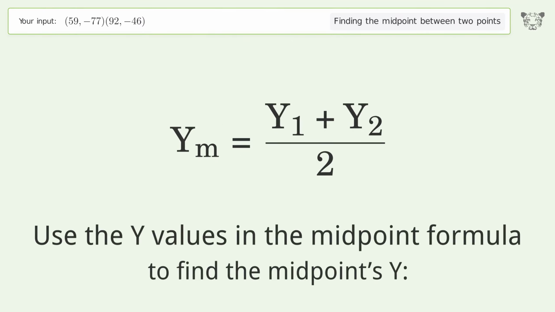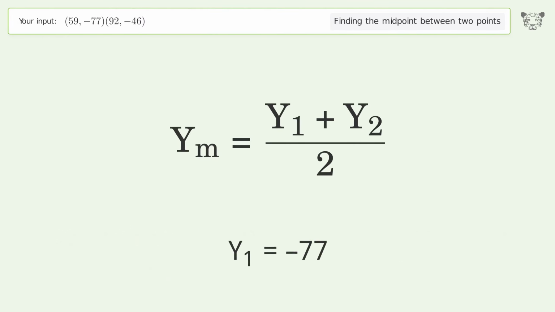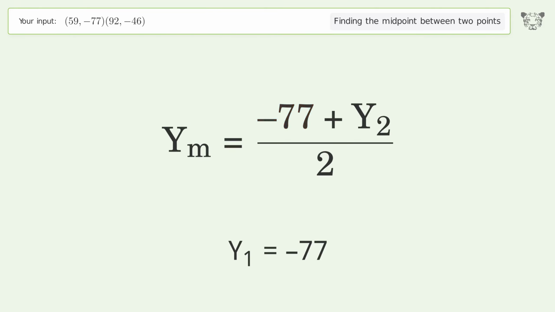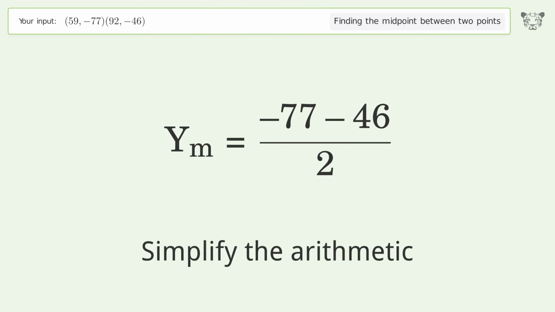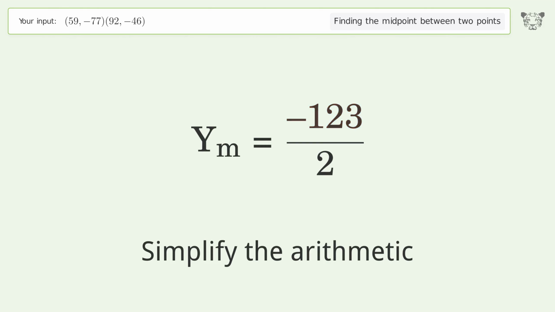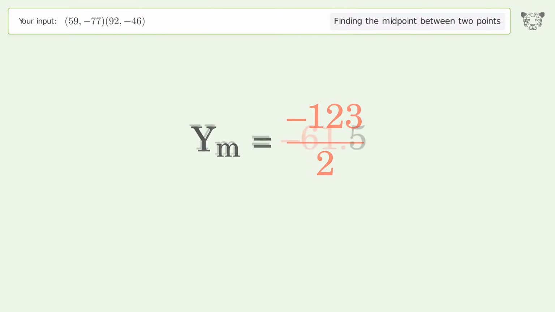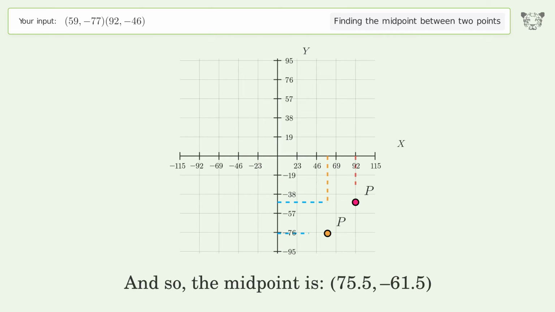Use the y values in the midpoint formula to find the midpoint's y. y1 equals negative 77. y2 equals negative 46. Simplify the arithmetic. And so, the midpoint is 75.5, negative 61.5.